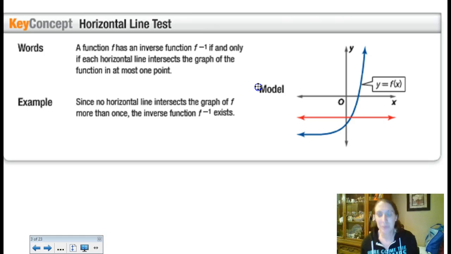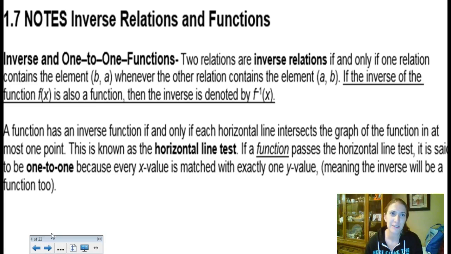So yay for that. So here's an example of an exponential growth. It definitely passes the horizontal line test, which means that whatever its inverse looks like, a logarithm, is also a function. So you probably saw that back in algebra. Hopefully that's a little bit of a review. So on to our notes here.